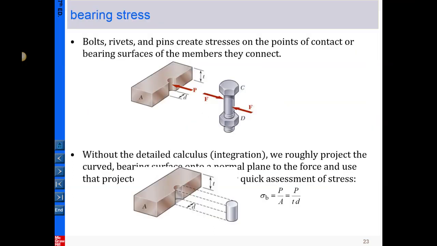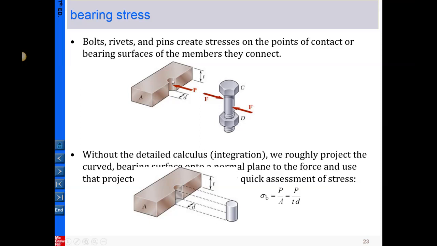Now we come to another term called the bearing stress. The bearing stress is a very rough, uncommon definition, and this term only appears in chapter 1. Sometimes people want to calculate the distribution of the stress along a curved surface, just like here.